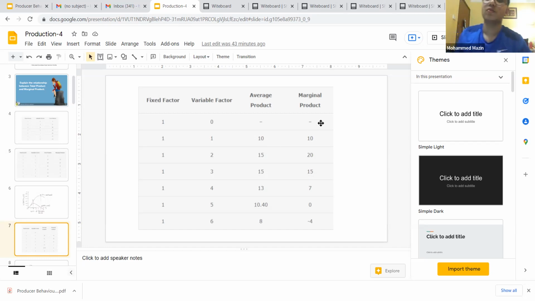Yes. Okay. First, let's understand the phases. First, we have given phase 1 from here till 20. Yes. After that, MP will start falling. Yes, this is our phase 1 till 20. After that, from 15, we have phase 2, until 0. After that, we have phase 3, which is minus 4. Yes. So let's understand the relationship between average product and marginal product.